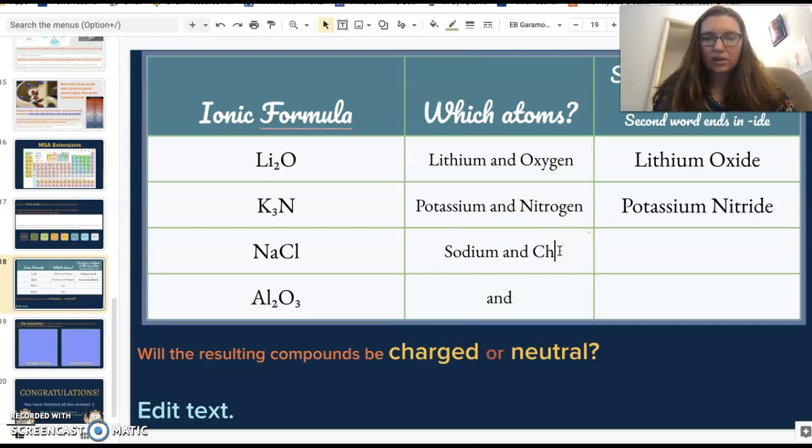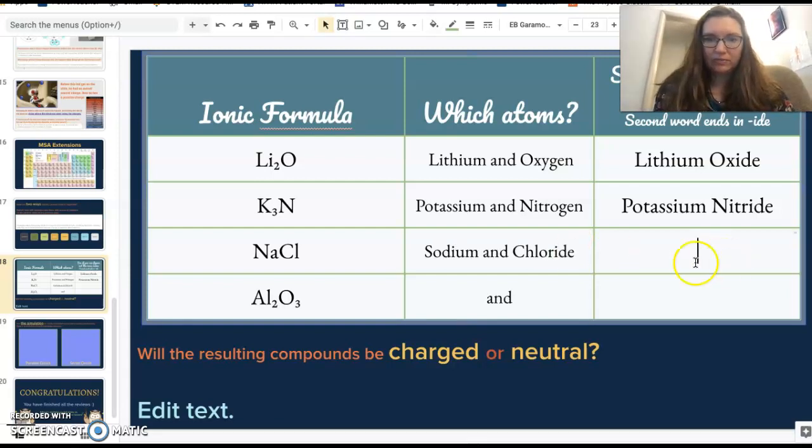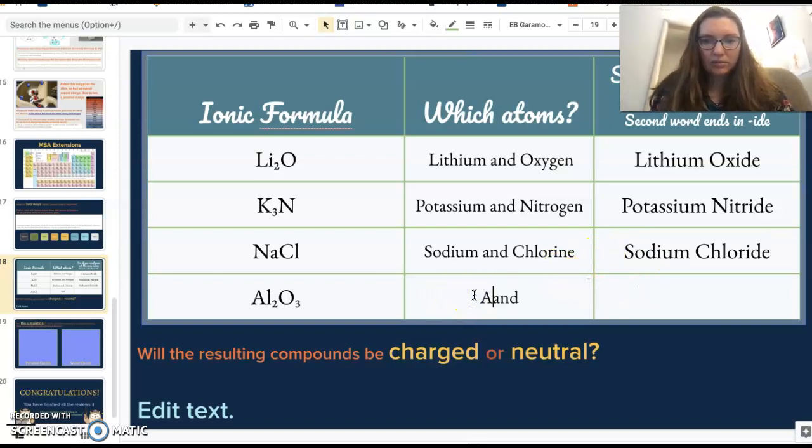Okay, so this one is sodium and chlorine. And of course you can use the periodic table. Like, I don't expect you to have all these things memorized. You can definitely use ptable.com to remind yourself what these things stand for. So that's going to be sodium chloride. This is aluminum and oxygen, and this is aluminum oxide.